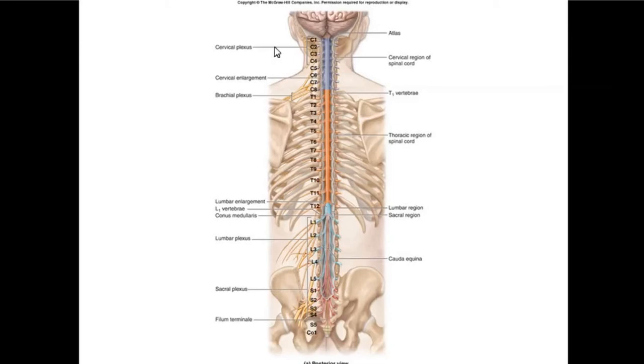Here's the base of the skull, and as addressed a second ago, it runs from the foramen magnum all the way down to the first or second lumbar vertebrae, between L1 and L2. That's where the spinal cord pretty much ends, at an area known as the conus medullaris, which is right about here.